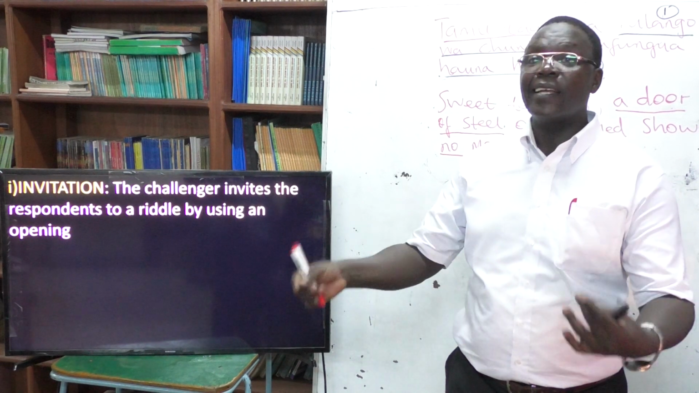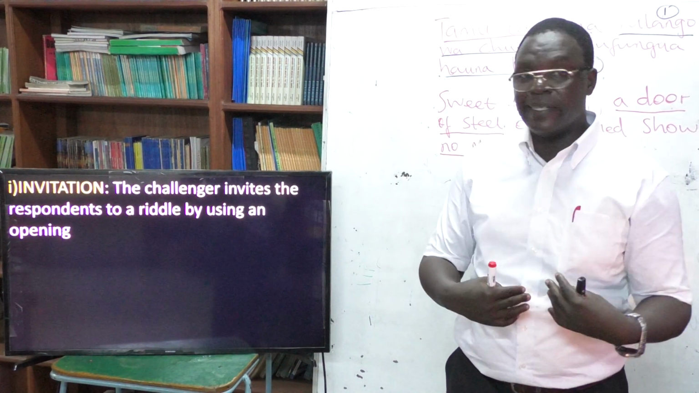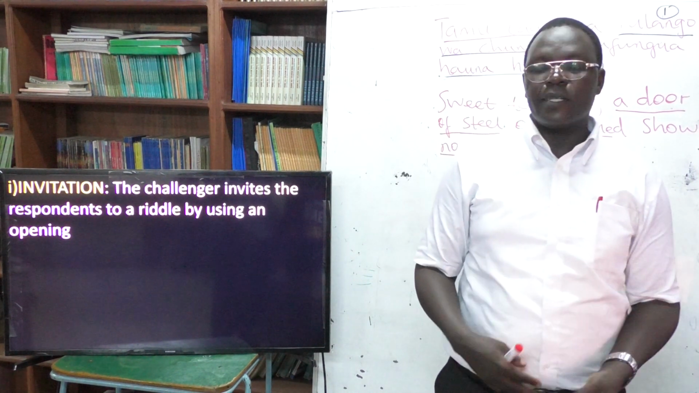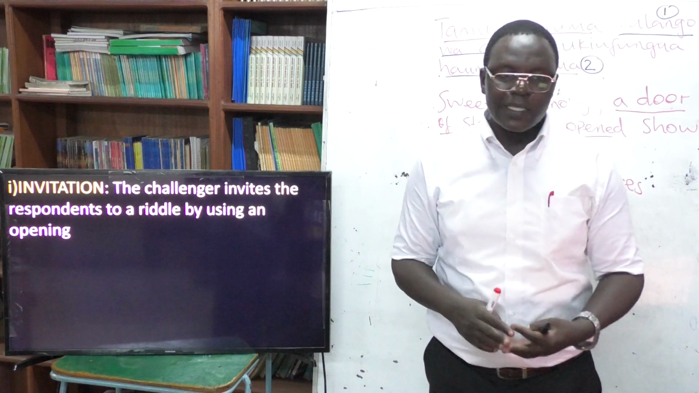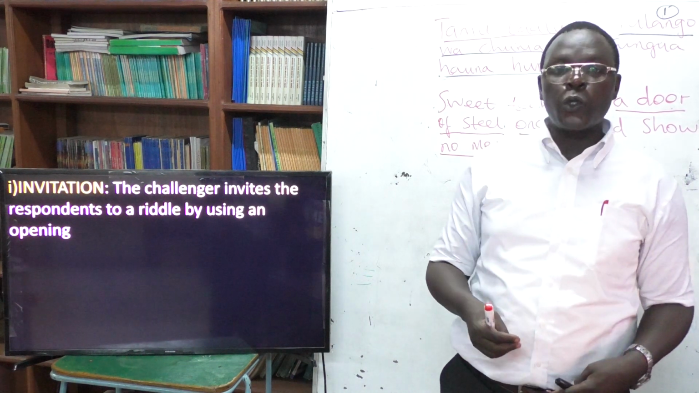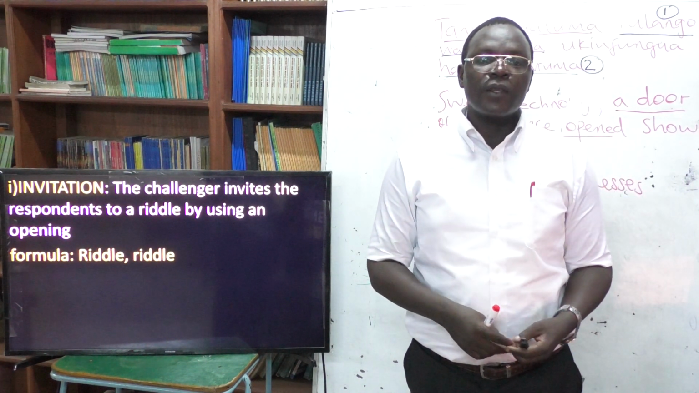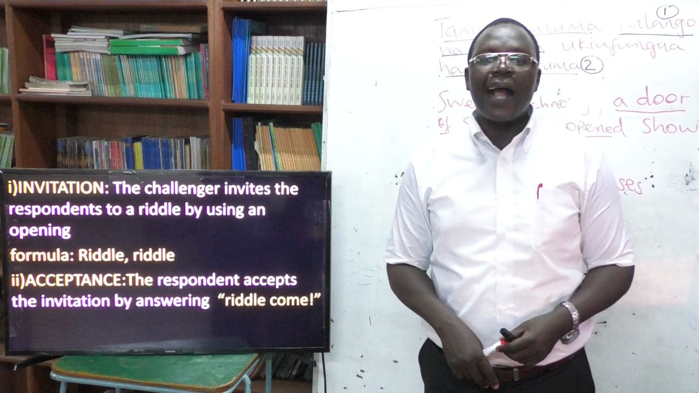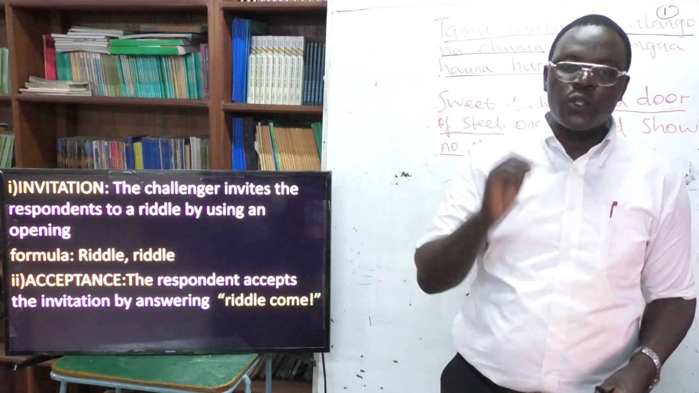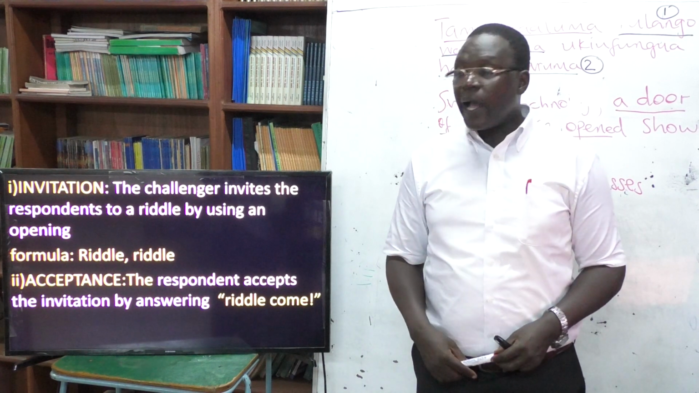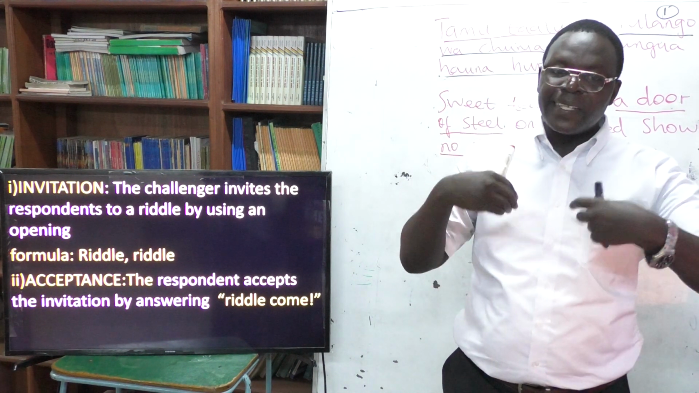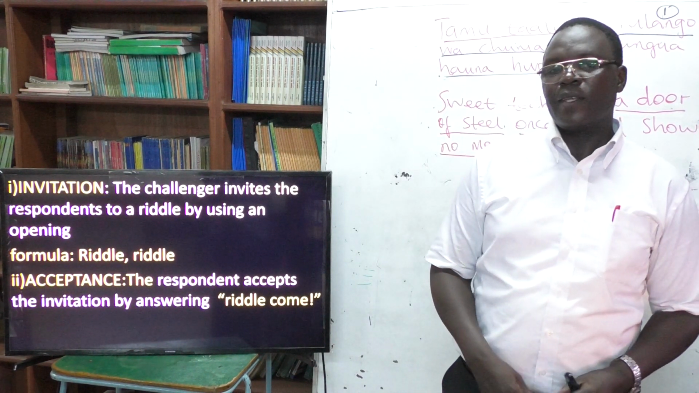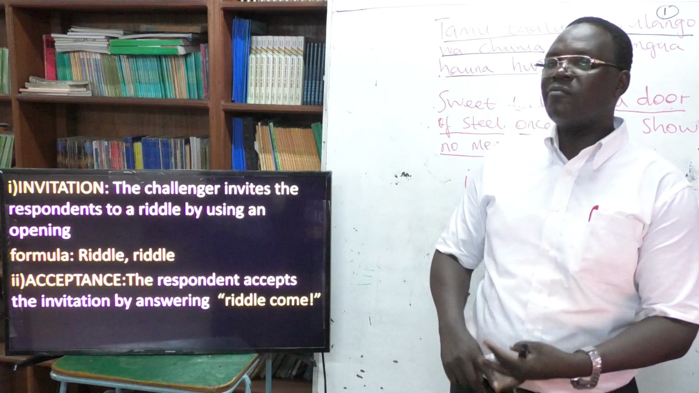From the word invite, the respondent is being invited by the challenger. The challenger invites the respondent to a riddle by using an opening. That is called the formula, a riddle, riddle. I have said that already. And then acceptance, that is stage number two. Acceptance, where the respondent accepts the invitation by answering, riddle, come. So we have invitation. Second, we have acceptance.